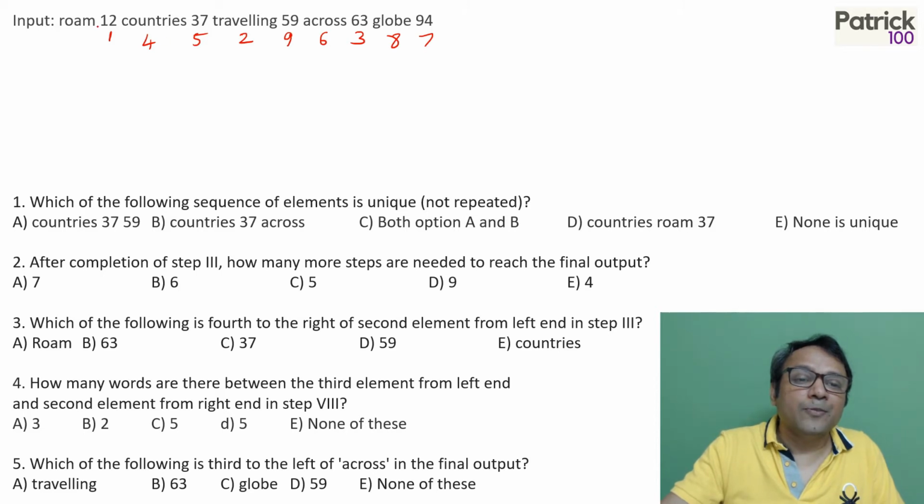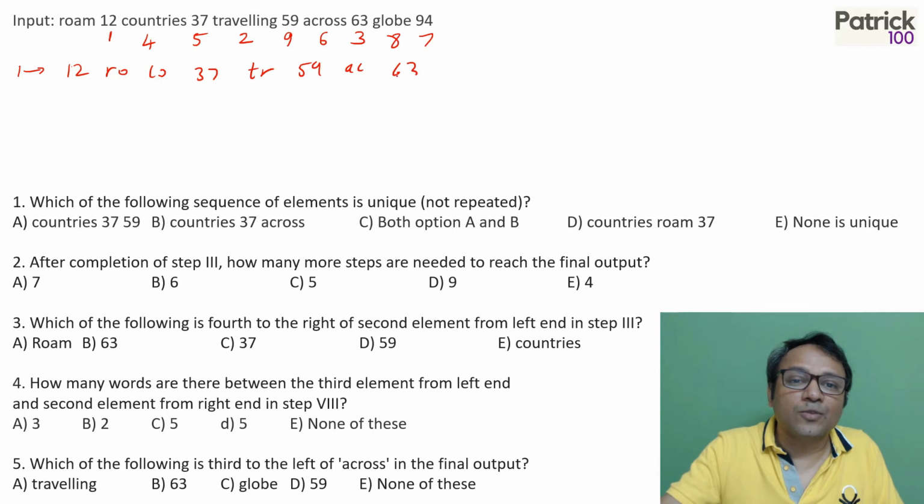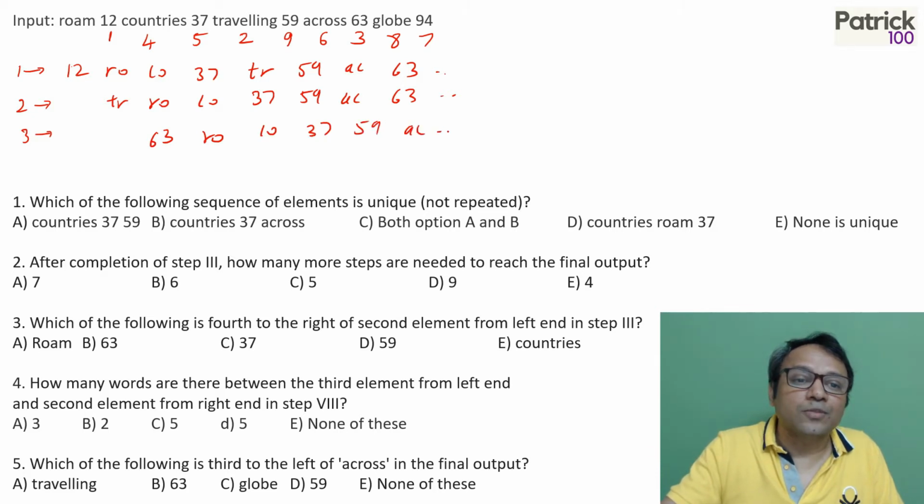So if you look at it, now let's try to arrange it. In step one, 12 will come on the left: 12 Rome countries 37 traveling 59 across 63 and so on. Step 2, 12 will be as it is, but what will come out here is traveling. So: 12 traveling Rome countries 37, 59 across 63 and so on. Third step, 12 will remain as it is, traveling will remain as it is, 63 will come. 12 traveling 63 Rome countries 37, 59 across and so on.